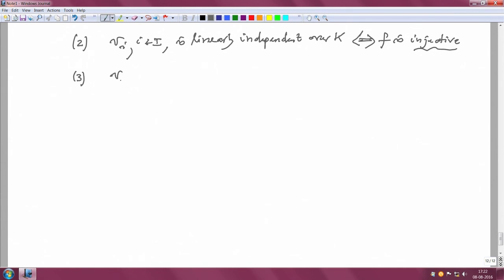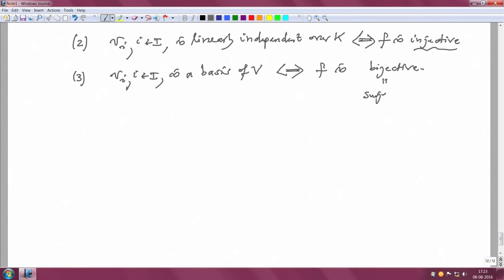Third one, combine 1 and 2. So v_i, i in I, is a basis of V if and only if F is a bijective map. Bijective means injective and surjective.